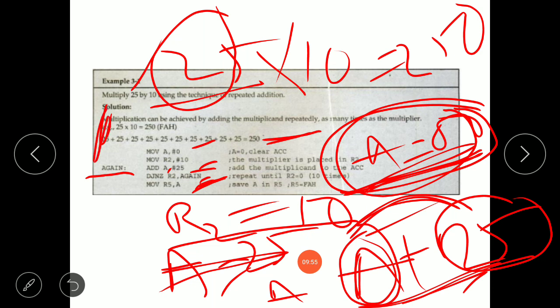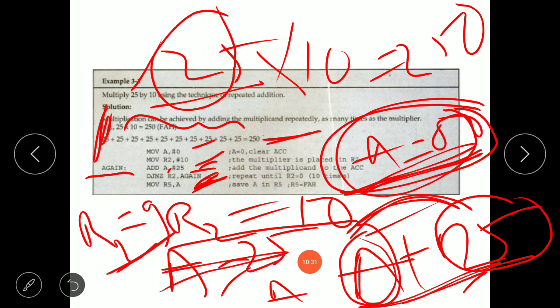Next, I have decremented the value of R2. Since initially the value of R2 was 10, after decrementing, R2 will be 9. It is representing that there are 9 twenty-fives remaining that need to be added. Since after being decremented R2 is 9 and it is not equal to 0, it will jump to the loop again.